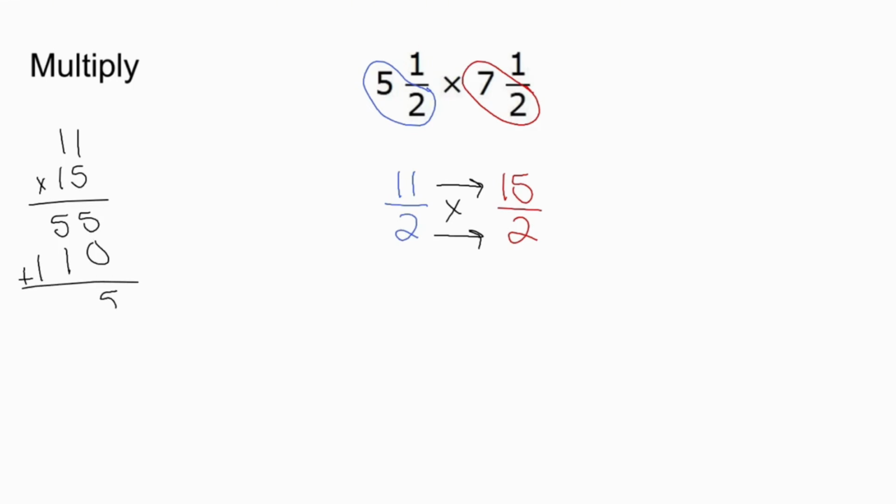5 plus 0 is 5. 5 plus 1 is 6. Nothing plus 1 is 1. And 11 times 15 just ends up being 165. 2 times 2 is 4. I think I can handle that one.